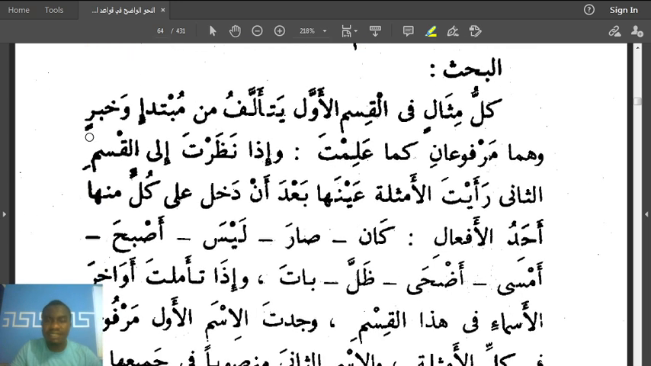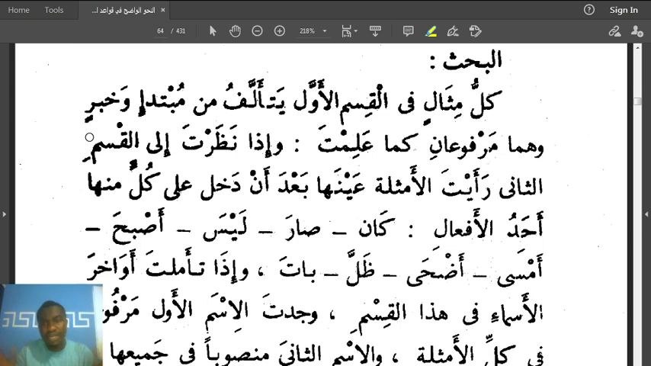Now let's get to the bus. Almost 90% of the work has been done. So it's going to be a freestyle reading. Al-Bas, explanation. He says, kullu mithalin. As I said, after kullu, you expect the noun that comes to take kasra. Kullu mithalin, each example, fil qism al-awwal, in the first part, يتألف من. يتألف من is like يتركب من. يتألف من is composed of مبتدأ وخبر. It's composed of a subject and predicate.